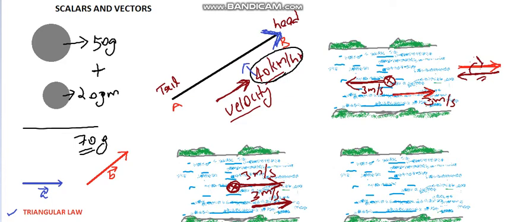We can represent it like this. It will be like this, and the first vector will be here. So if you measure the angle between A and B, it will be 180 degree. So the angle here is 180 degree.